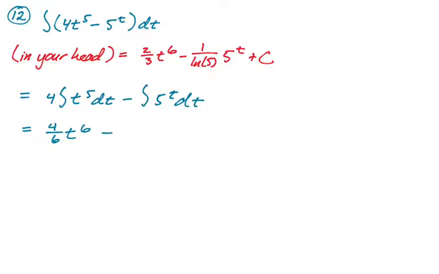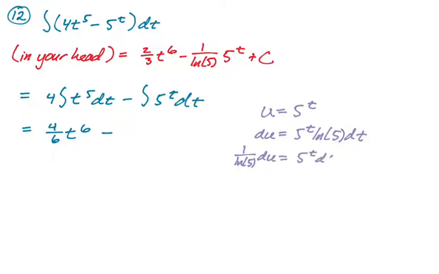And then here, we're going to do a u-substitution. I'm going to let u equal the entire exponential, because that's what we do. I'm going to remember how to find the derivative of 5 to the t, because if you don't know the derivative, you're going to have trouble finding the antiderivative. So this will give us 5 to the t, natural log of 5 dt. Divide through by the natural log of 5 because we don't have that in the original. We just have 5 to the t dt.